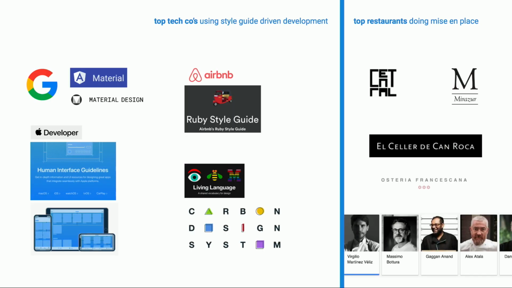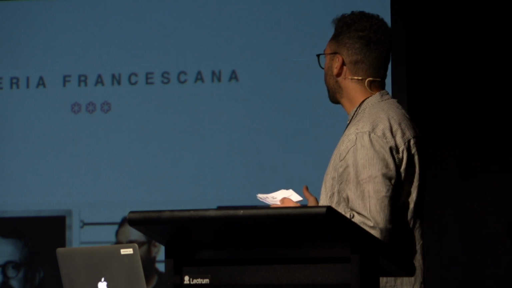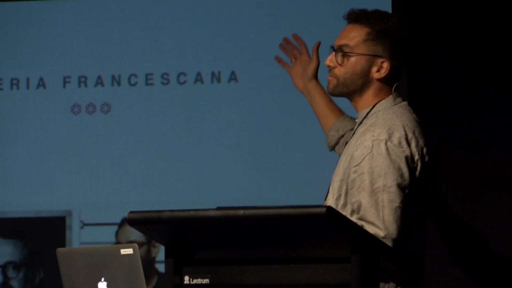Here's a quick slide just comparing top tech companies that work in some kind of style guide-driven development kind of way, and comparing that with top restaurants of the world. These are some of my Chef's Table favorites, and these top restaurants are all doing mise en place. So if we think about this, what we're really seeing is that the quality of the code and the pattern libraries and the quality of the mise en place that happens in the kitchen during the afternoon flows right through to the final products, right?